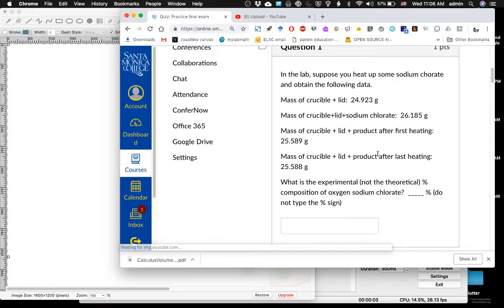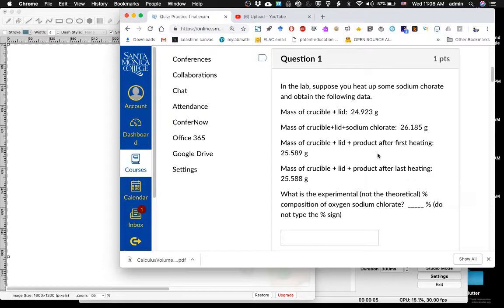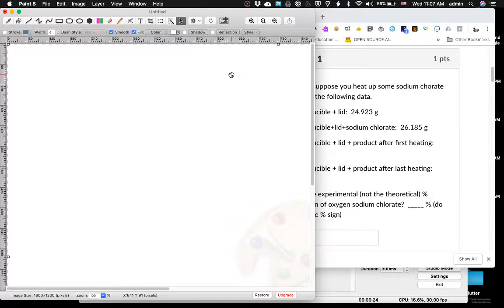Hello, this is number one, and I've got some data here. I'm going to get the mass percent of oxygen in here. What is the experimental composition of oxygen in sodium chlorate? Sorry, I forgot the word in there. Alrighty, so I'm going to get some masses.